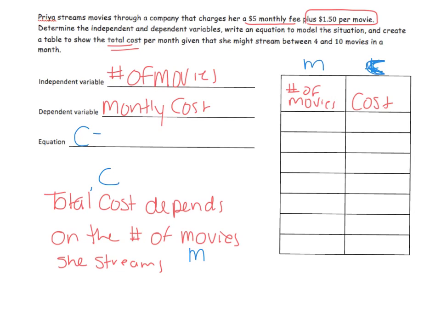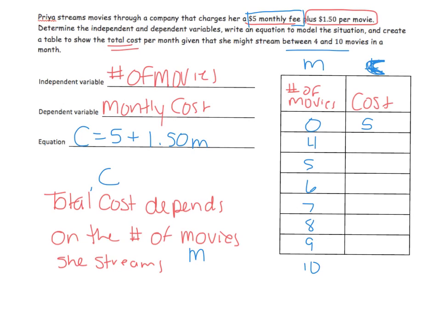So her cost, this is really important, there is a $5 monthly fee. So even if she doesn't stream anything, she is still paying $5. And you have to add to that $1.50 per movie. So it's not just this, we have to have our independent variable in there. So at 0 movies, she would still be charged 5. It says between 4 and 10 movies, but I'm going to do 4, 5, 6, 7, 8, 9. Because I included that 0 in there, I'm only going to go up to 9. We can add a 10th one if you want.